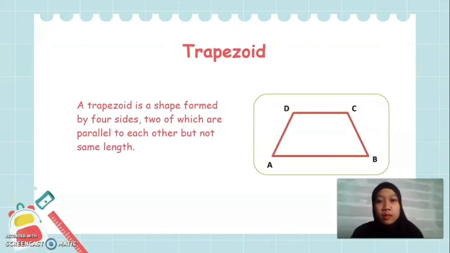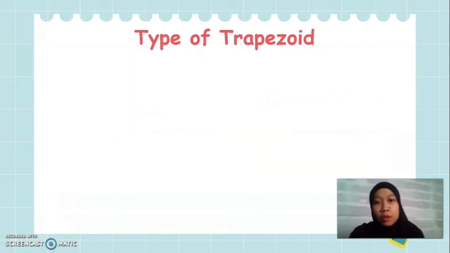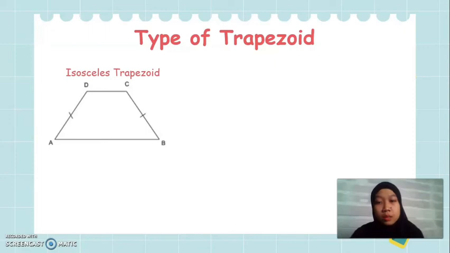The next is trapezoid. A trapezoid is a shape formed by four sides, two of which are parallel to each other but not the same length. Types of trapezoid. First is isosceles trapezoid. An isosceles trapezoid is a trapezoid that has a pair of equal sides. This trapezoid has one pole and one rotational symmetry.